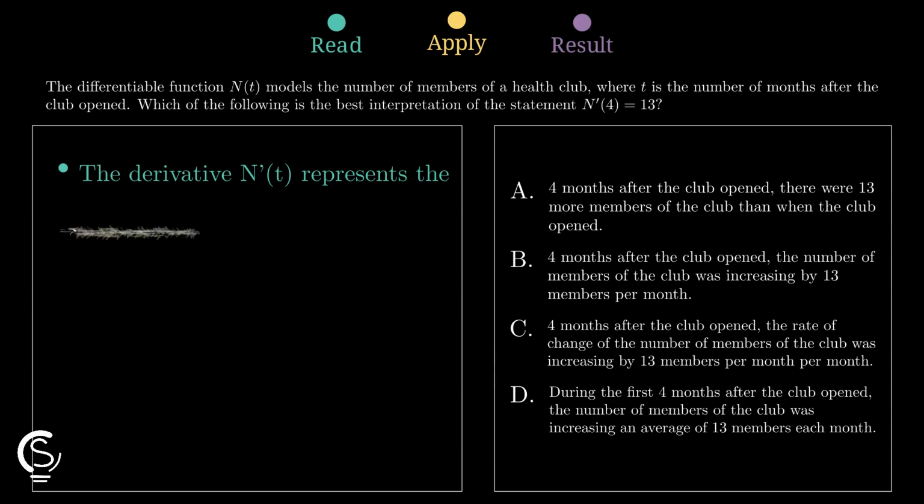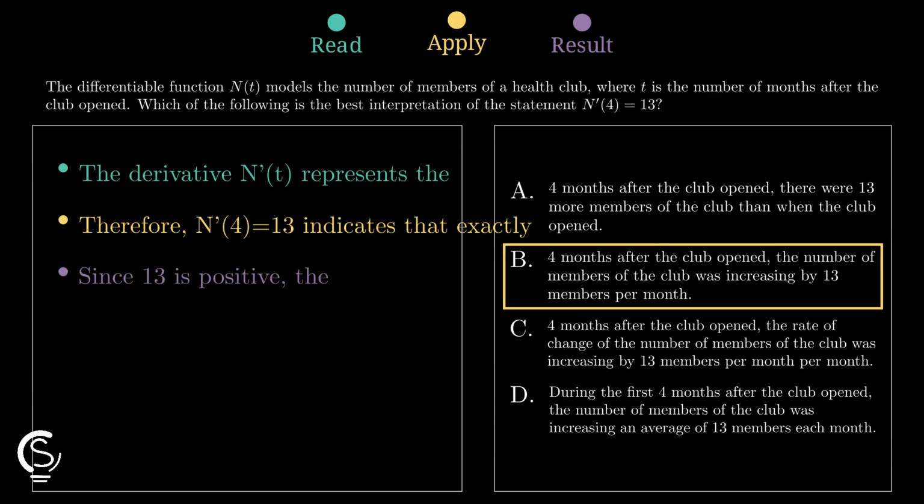Since 13 is a positive value, the membership is increasing at that specific time, making option B the only correct interpretation of this derivative statement.